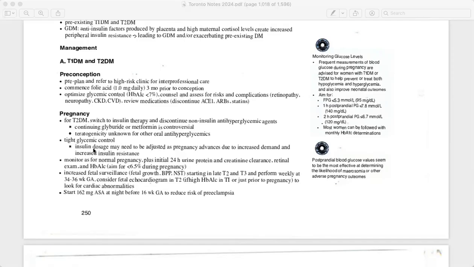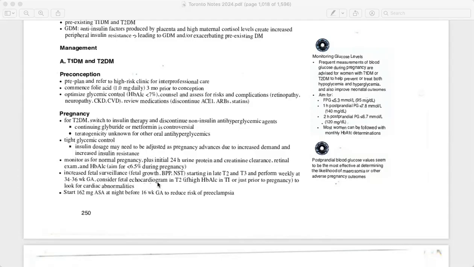Tight glycemic control; insulin dosage may need to be adjusted as the pregnancy advances. It is different in the first trimester, different in the second, and different in the third. Monitor as for a normal pregnancy, plus an initial 24-hour urine protein and creatinine clearance, then a retinal exam, and then HbA1c. Increase fetal surveillance starting in late T2 and T3, performed weekly at 34 to 36 weeks gestational age.